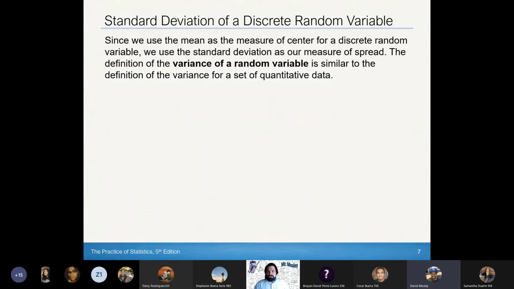Next, standard deviation. Right, since we use the mean as a measure of center for a discrete random variable, we use the standard deviation as our measure of spread. The definition of the variance of a random variable is similar to the definition of the variance for a set of quantitative data. Recall that we determine the variance with quantitative data as the difference between the mean and our outcome squared. Right, that gives us, and then we add up all those different numbers and we get our variance.